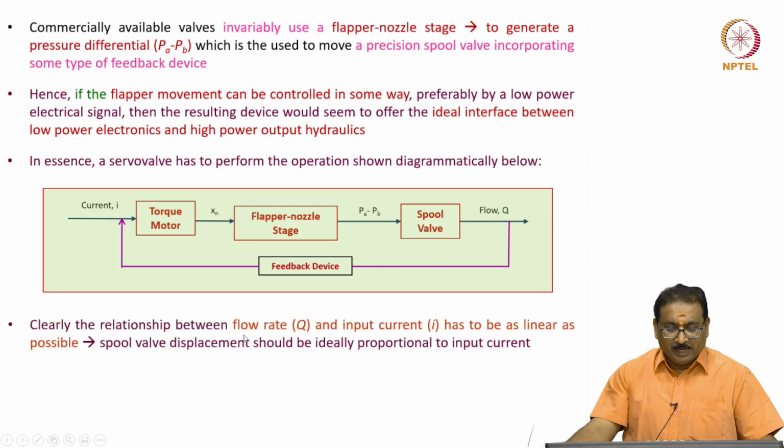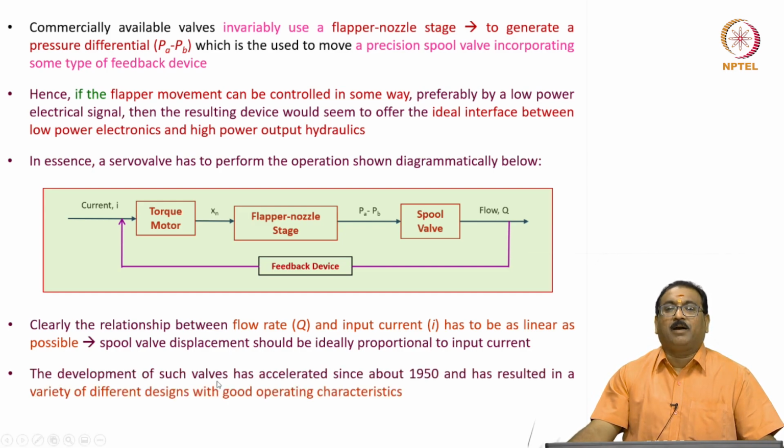Clearly, the relationship between the flow rate Q and the input current I has to be as linear as possible. Spool valve displacement should be ideally proportional to input current. The development of such valves has accelerated since about the 1950s and has resulted in a variety of different designs with good operating characteristics.